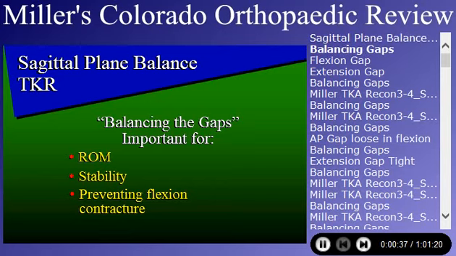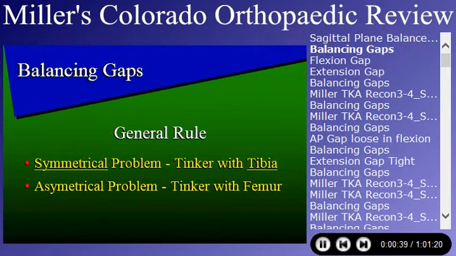Now, as a general rule, when it comes to test questions, there's always going to be a test question on balancing the gaps. And when it's in the middle of the test, you have to think, what am I going to do? This is how I remembered it for the boards, and it got me through it. If it's a symmetrical problem, you tinker with the tibia. If it's an asymmetrical problem, you tinker with the femur. Just remember that. That's the rule. Symmetrical problem, tinker with the tibia. Asymmetrical problem, tinker with the femur, and I'll show you the examples.